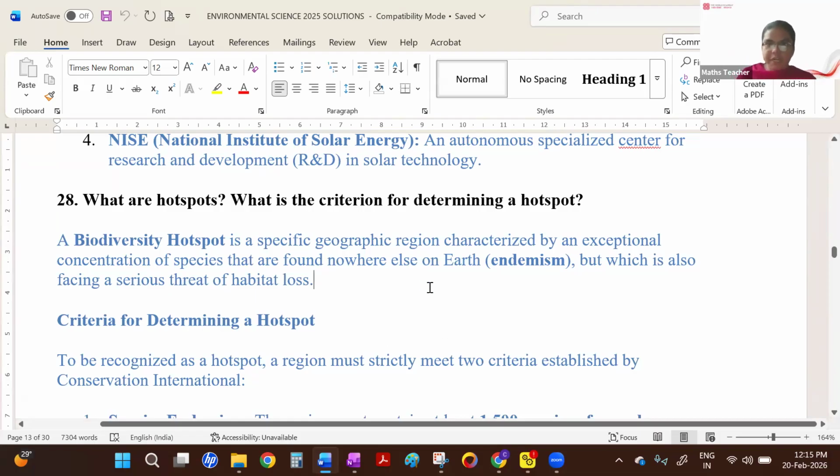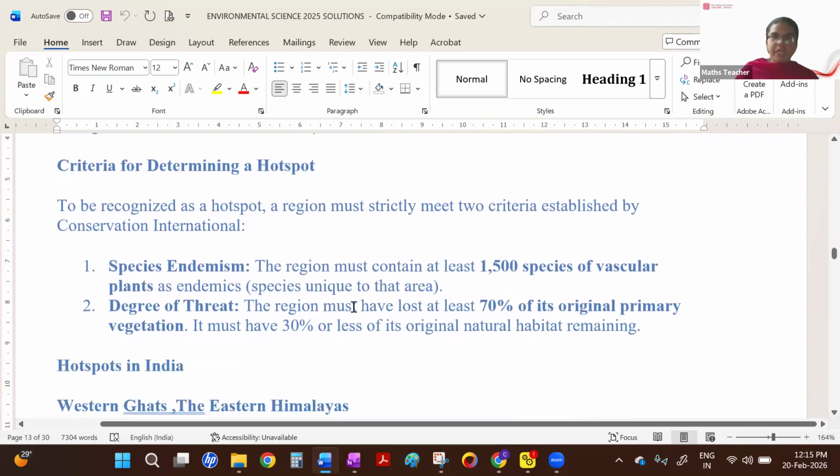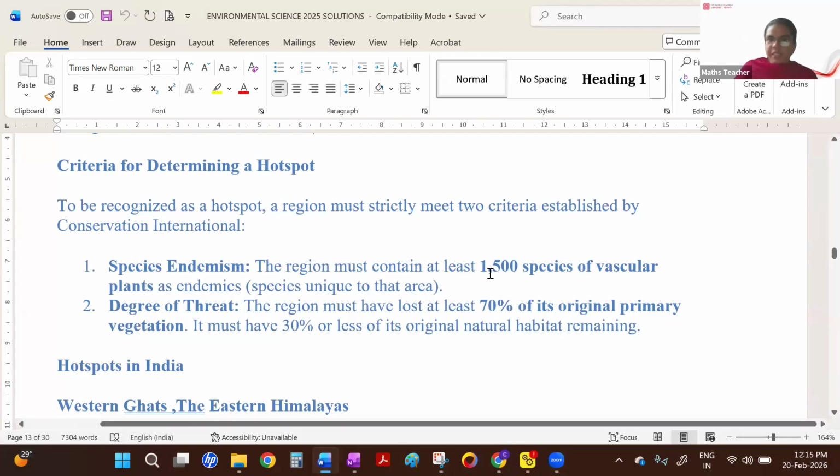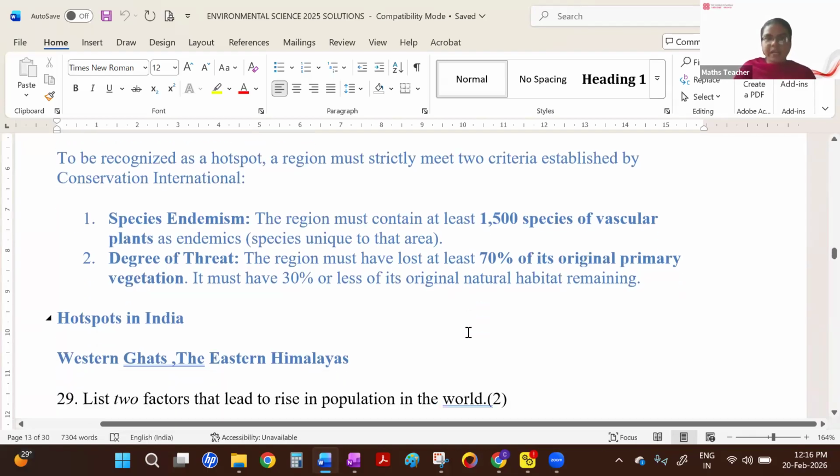Then, what is the criteria for determining a hotspot? The first one is species endemism. There should be a variety of species, and a lot of those species should be endemic, that is, they should belong only to that particular region. So it must contain at least 1,500 species of vascular plants as endemics, species unique to that area.